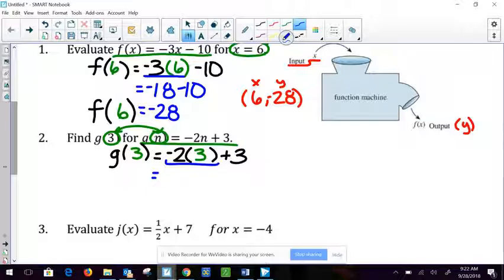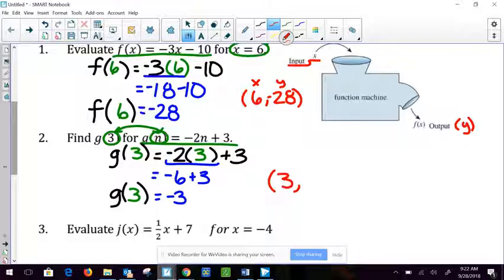Now I can go ahead and simplify. What is negative 2 times 3? You guessed it, negative 6. I still have that plus 3 at the end. So negative 6 plus 3, good job, negative 3. So my g function evaluated at 3 is negative 3. If we're thinking about how that would look on a graph, well, if you look at the x value 3, it would match up with negative 3 on the y's. So again, tying back to what we did in the previous days.